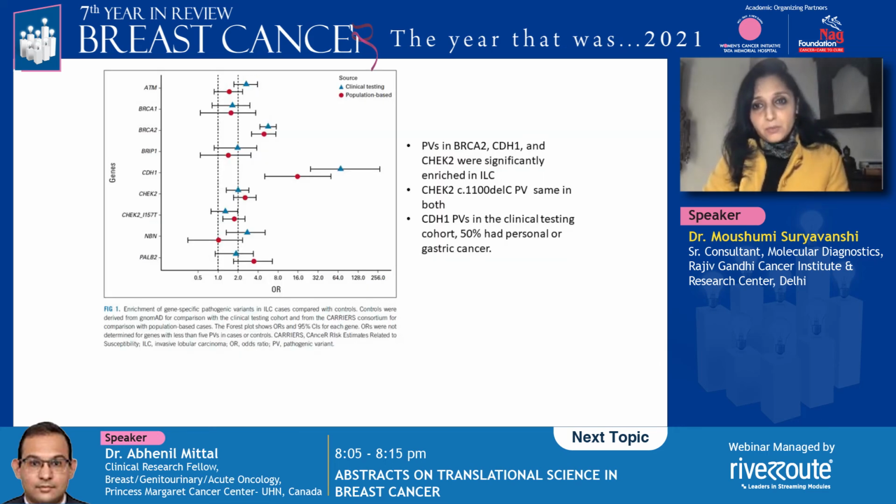So this is again almost the same thing in a different format. Pathogenic variants of BRCA2, CDH1, and CHEK2 were significantly enriched in lobular carcinoma. So what they're trying to say is BRCA1 is usually not seen in lobular carcinoma, but BRCA2, CDH1, and CHEK2 can be. And this particular CHEK2 variant, which I mentioned earlier and which was in the earlier studies, was not seen in this study to be associated with lobular carcinoma. And among patients with CDH1, who had more lobular carcinoma, 50% either had a personal history of or were associated with gastric cancer also.